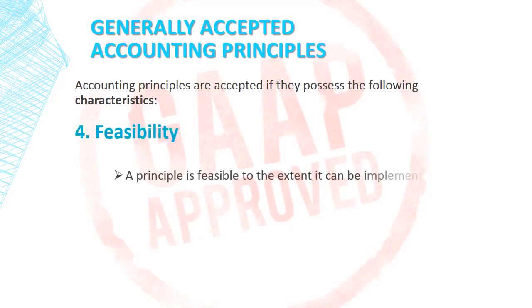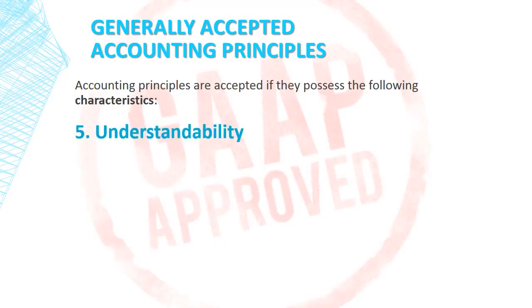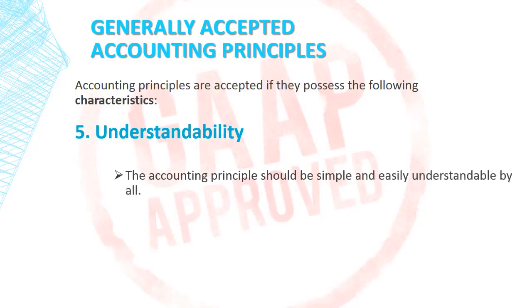Feasibility. A principle is feasible to the extent it can be implemented without much complexity or cost. And understandability. The accounting principle should be simple and easily understandable by all. This implies that the accounting information should be in such a way that it is easily understandable to users, those who are generally assumed to have a reasonable knowledge of business and economic activities.